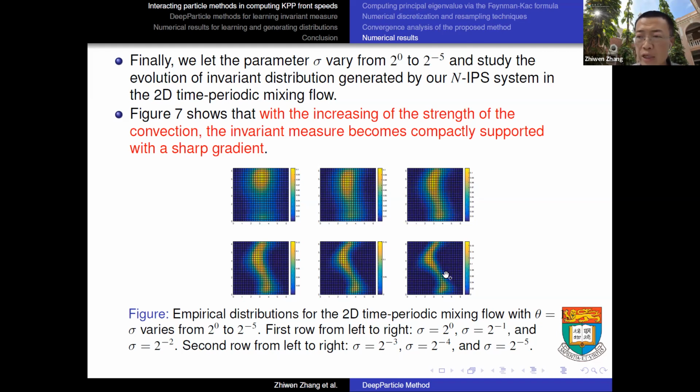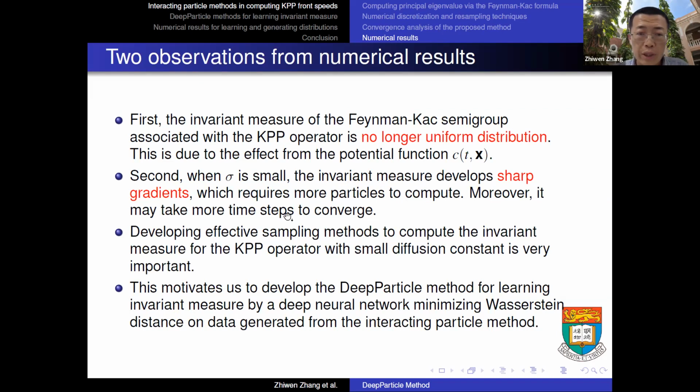Okay. So here's the question: Can you develop some good idea? Can you develop some good algorithm, or provide some good preconditioner or good initial data for the iteration for small sigma, right? If you can, then you can use this as a preconditioner and you can quickly converge. All right, so that's the motivation. Why do we study this DeepParticle method? We want to reduce this particle cost. That's the beginning of the DeepParticle method.